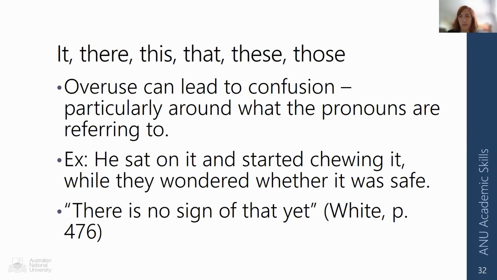So this kind of sentence: he sat on it and started chewing it while they wondered whether it was safe. We don't know what the it is. What in the world are you talking about? There is no sign of that yet. It requires us to have looked at the previous sentence and be really clear on what the that is. The previous sentence probably has several nouns to choose from, and we may get it wrong, or more often than not we get it right, but we have to do the work as readers to look back at the previous sentence and work out which noun that is referring to.